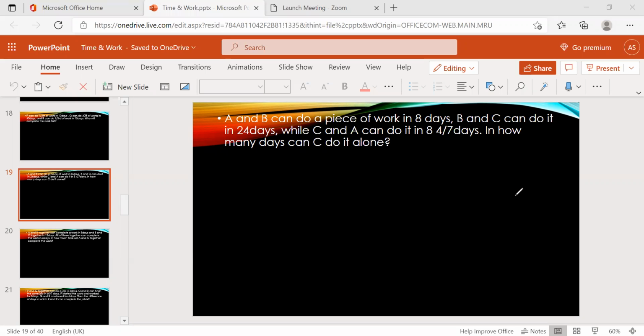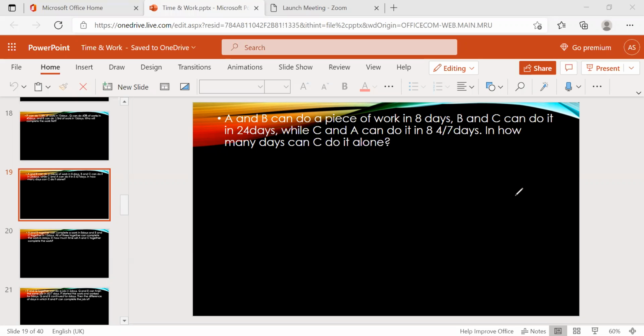Now, A and B can do a piece of work in 8 days. B and C can do it in 24 days, while C and A can do it in 4 by 7 days. In how many days can C do it alone?